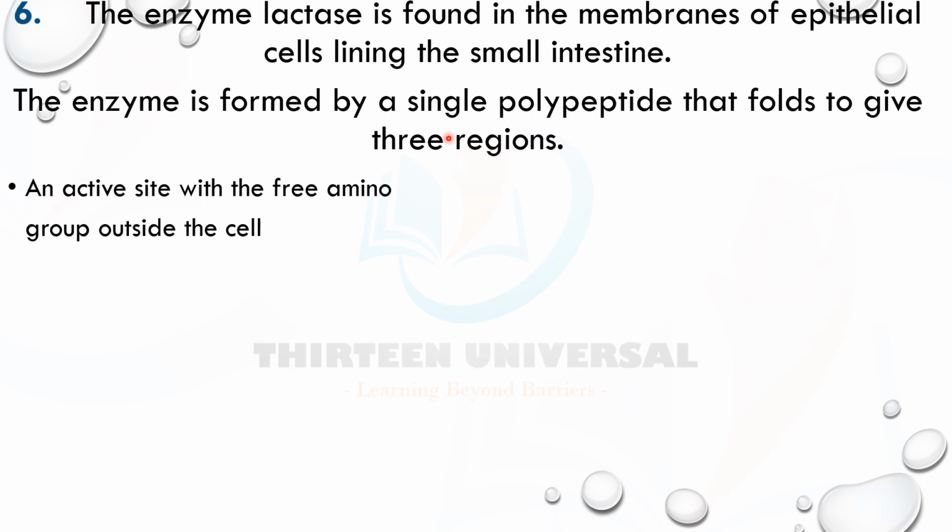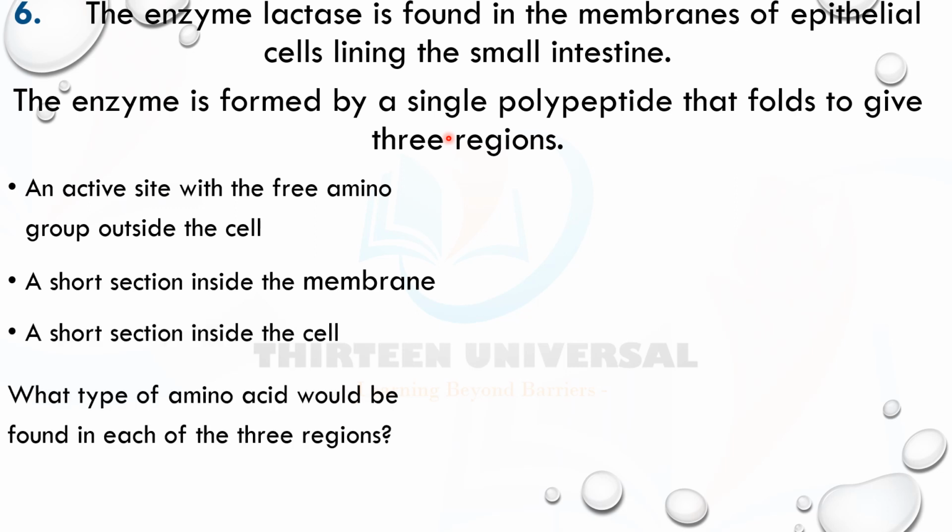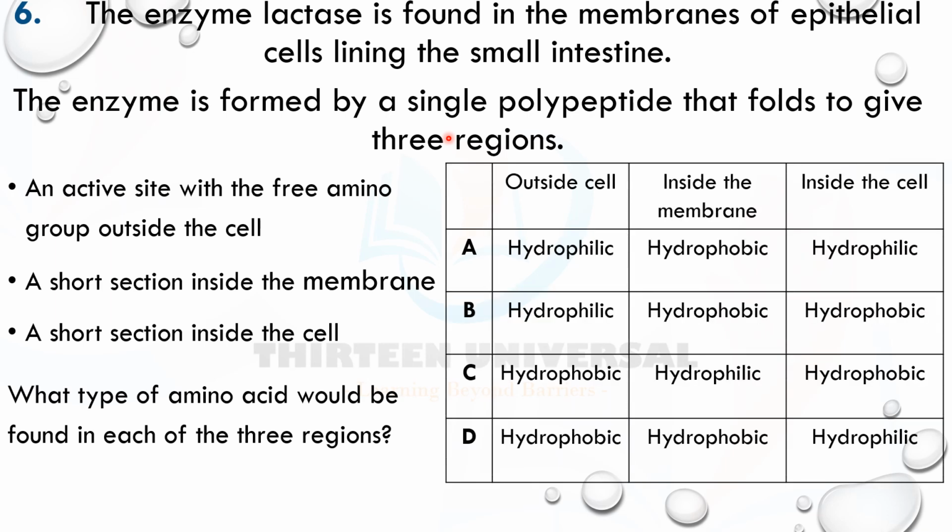An active site with free amino acid group outside the cell, a short section inside the membrane, a short section inside the cell. What type of amino acid will be found in each of the three regions? So look at it. Pause this video and tell me the answer to this question.